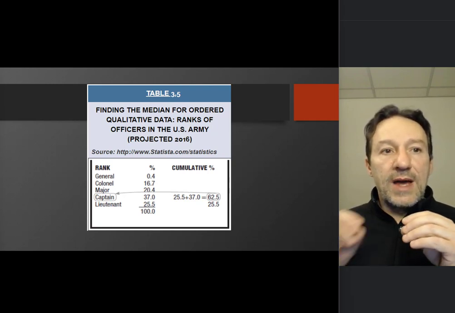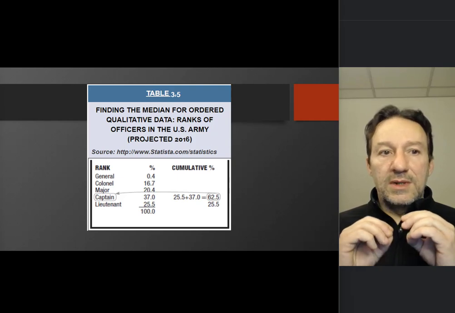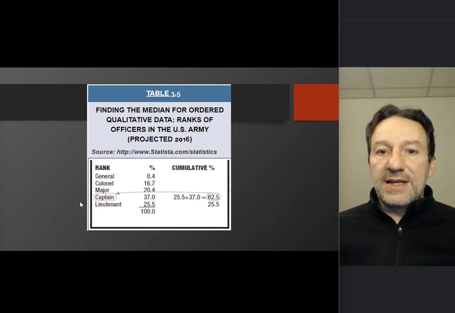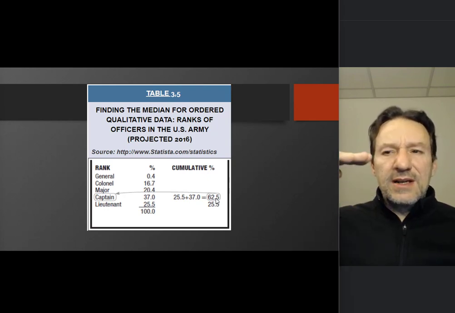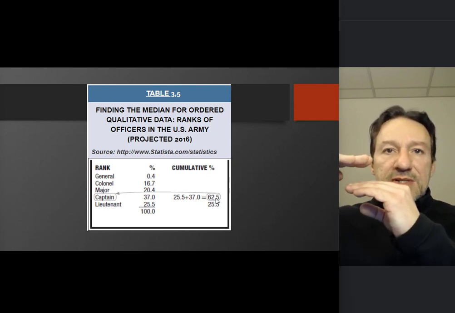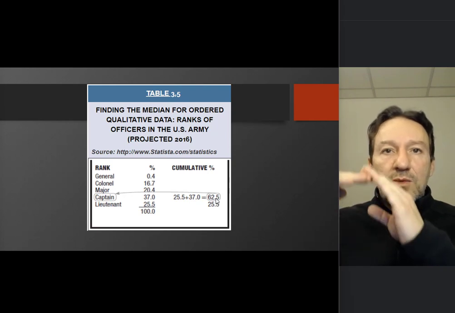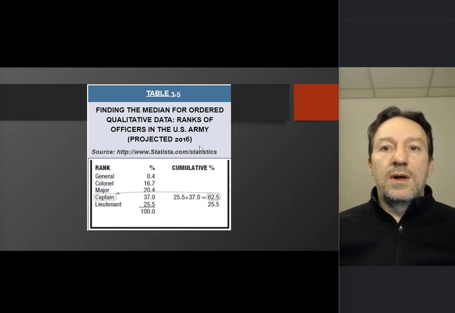You can do that with ordinal data. In this example with the military, lieutenant was 25.5, captain was 37. If you add those two together, we get 62.5, which passes the cutoff of 50%. So we can say captain would be the median for the ranks of officers in the U.S. Army. You can't use the mean with either one of these, the Facebook data or the military.